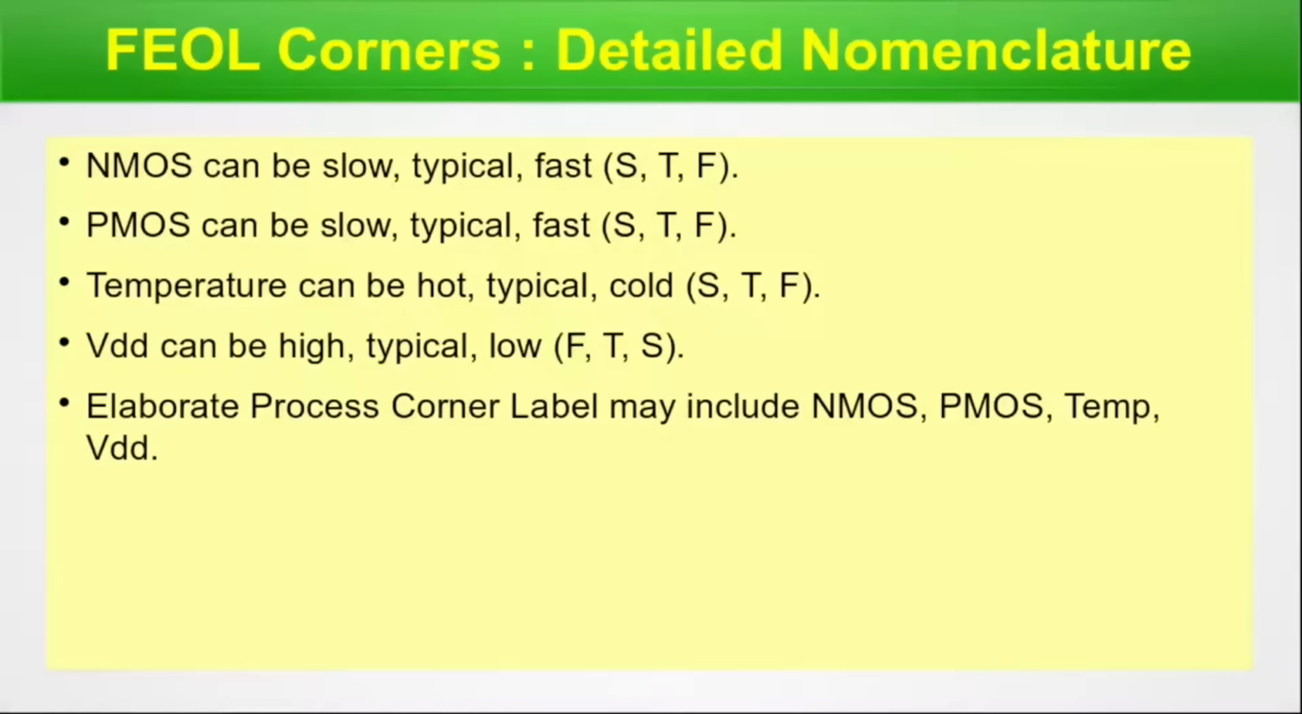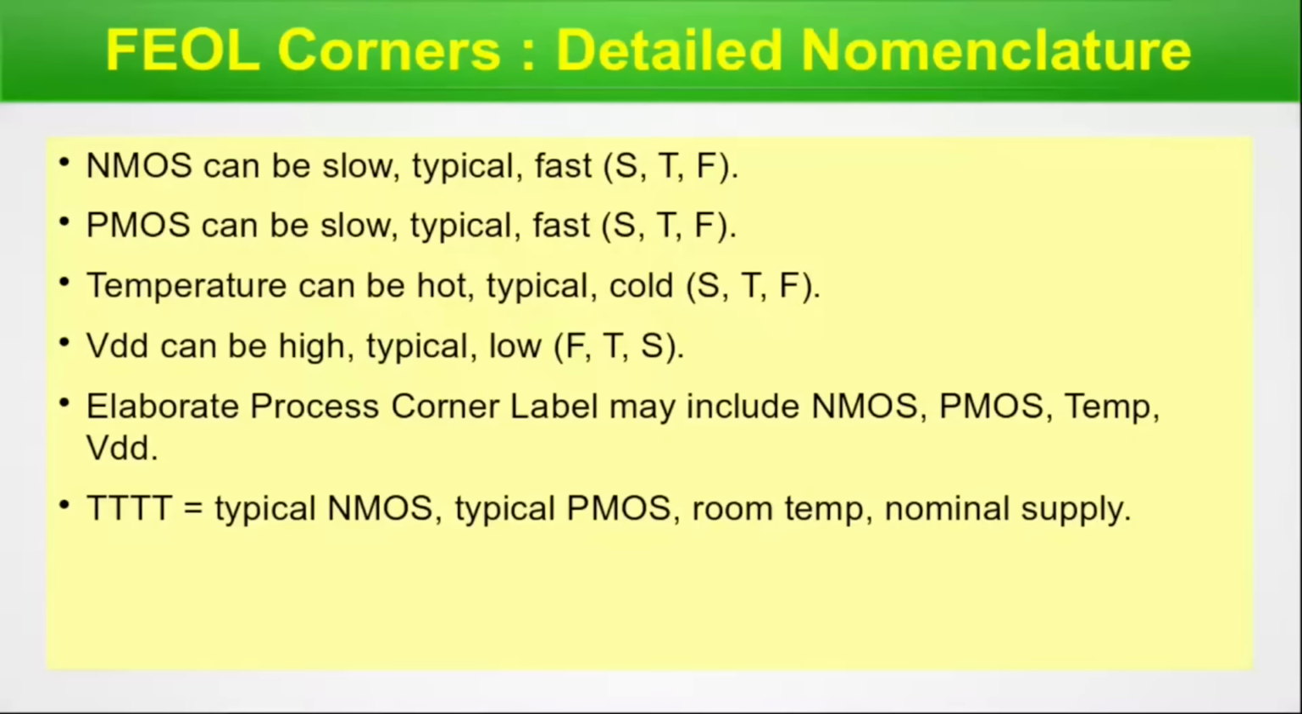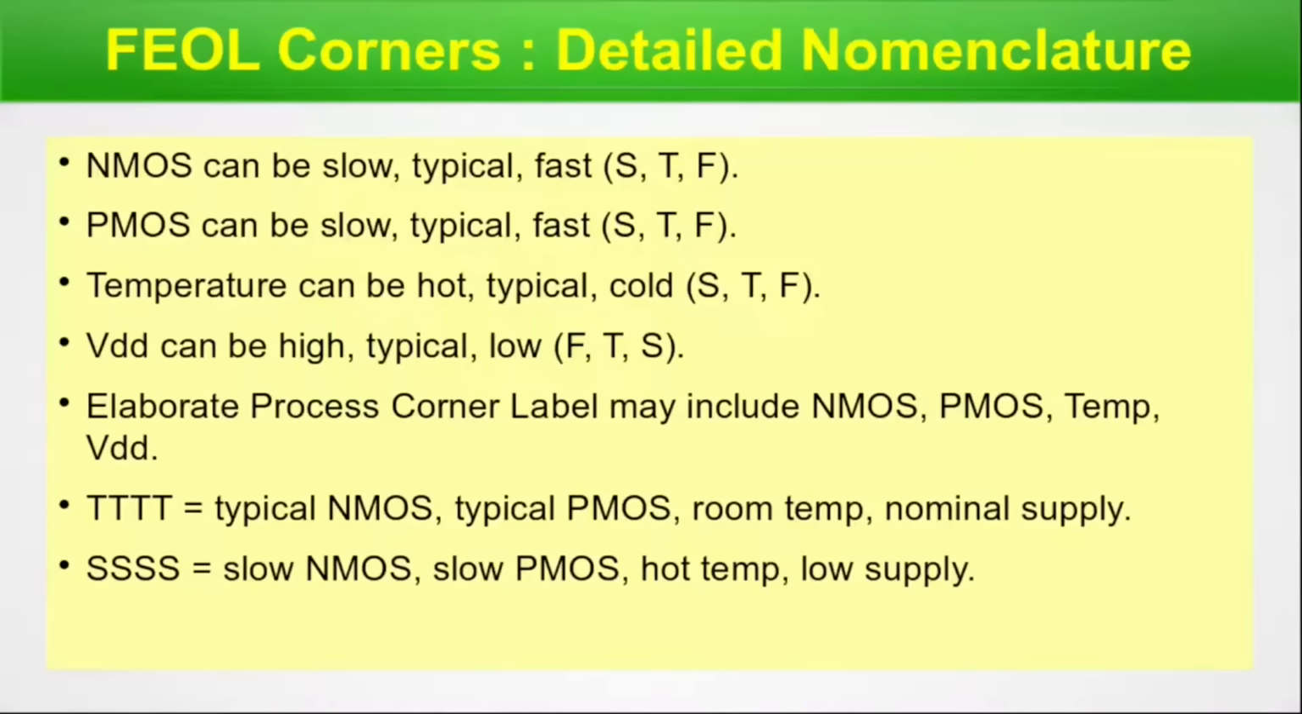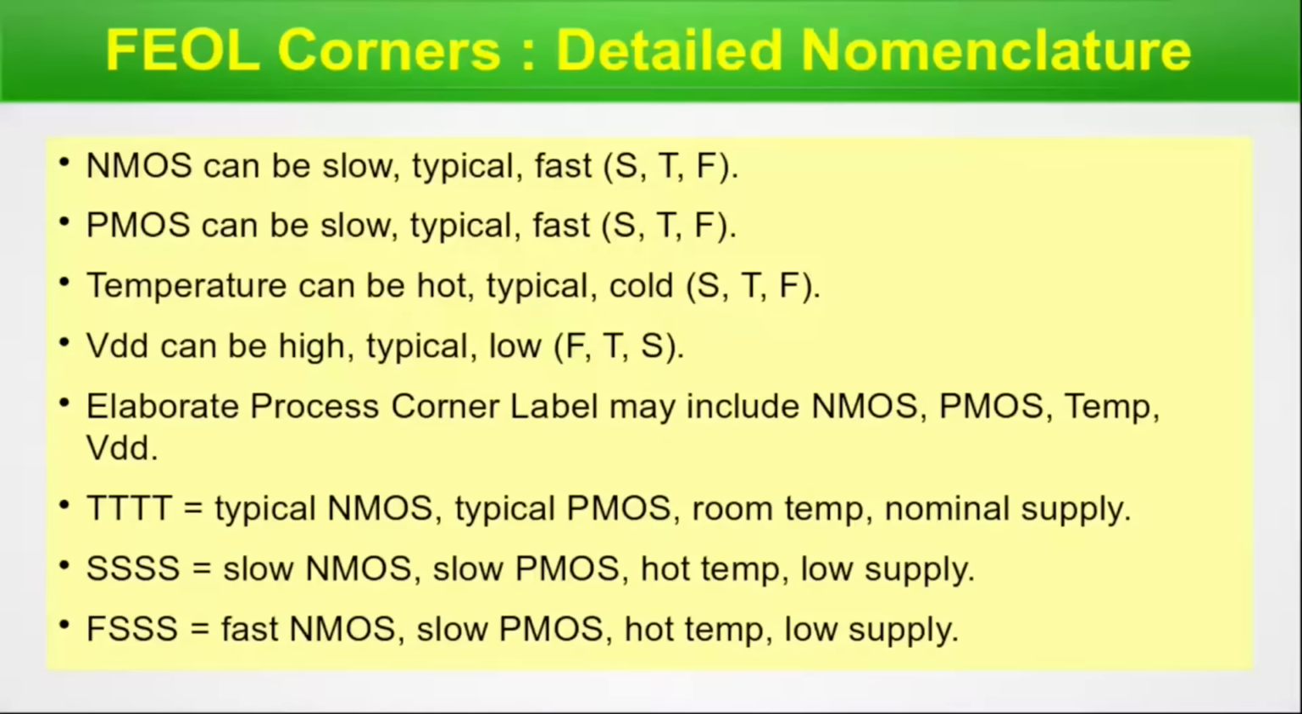Elaborate process corner labels may include NMOS, PMOS, temperature, VDD. All of them may be included in the name. TTTT means typical NMOS, typical PMOS, room temperature, nominal supply. SSSS means slow NMOS, slow PMOS, hot temperature, low supply. FSSS means fast NMOS, slow PMOS, hot temperature, low supply. So with the mapping provided in the first four bullets, you can construct many such elaborate process corner labels. So we are done with this particular slide. Let's move on.